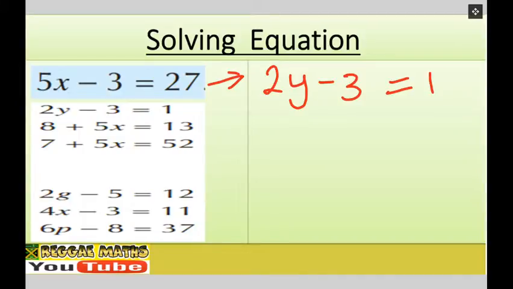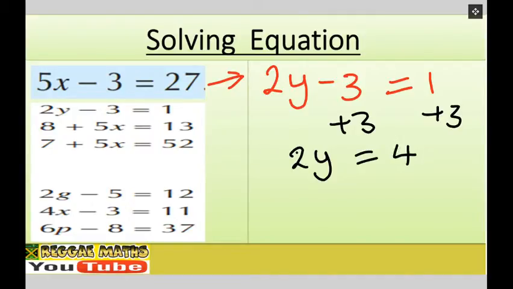I'm using balancing on this one, and I'm going to show you using mapping and balance, and it doesn't really matter. So add 3 to both sides. So I end up with 2y equals 4. Then I'm going to divide both sides by 2. So y equals 2.